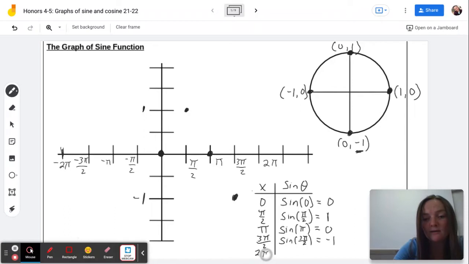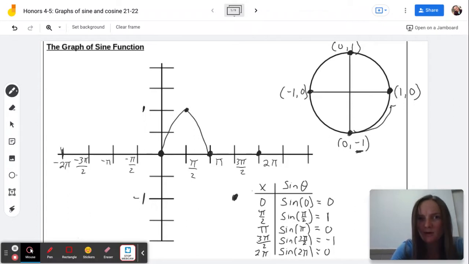Lastly, 2 pi. All right, so I want to know what's the sine of 2 pi. Well, if I continue to go this way, I'm actually going to be back at 0 again. So sine of 2 pi is 0. What I want you to do next is we're going to connect this with a smooth curve. Specifically, we're going to use the word concavity. The first half is going to be what's called concave down. So it's kind of like a parabola opening down. The second half, starting at pi going to 2 pi, is going to be concave up, which is going to look something like this.